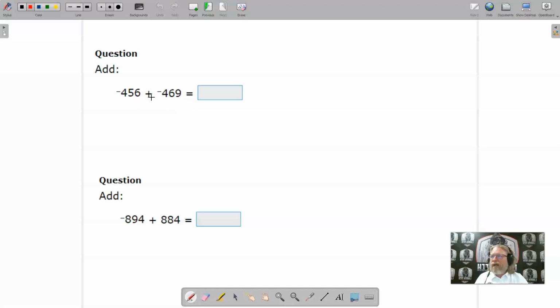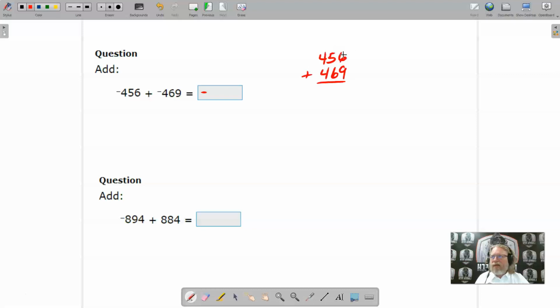Well, check this out. They're both the same sign. So we know the answer is going to be negative. The answer is going to match the sign of the other 2. And that means we need to add these together. Now I could do this without stacking them up, and I'll show you that in a moment. But I need to add 456 and 469.